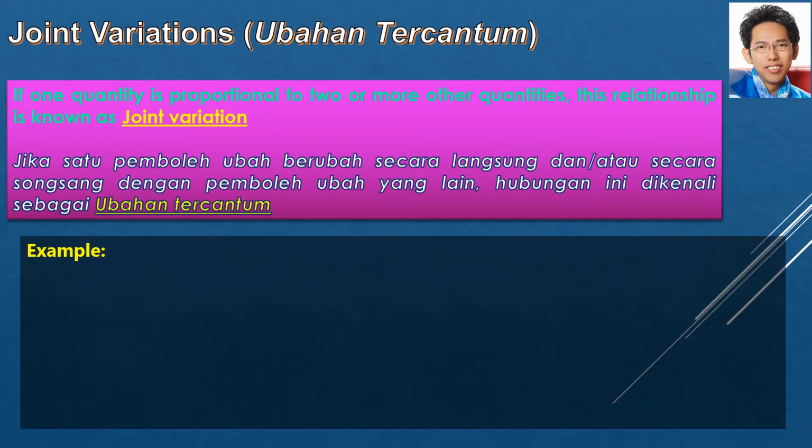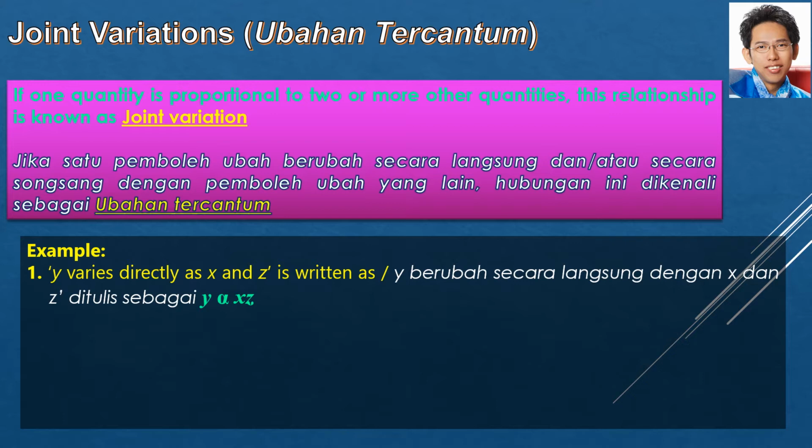Okay. So for example, y varies directly as x and z. Okay, you can see here, x and z. So this is the two variables we have. So how to write the expressions? So we write out like this: y varies to x and z. Both are direct, so just write next to it. Tulis secara bersambung saja. Kalau dia ubahan langsung.